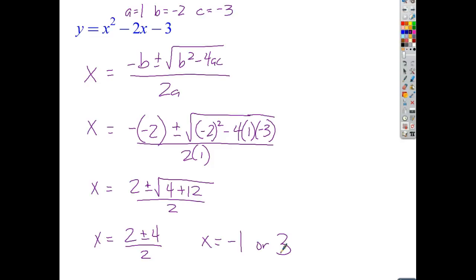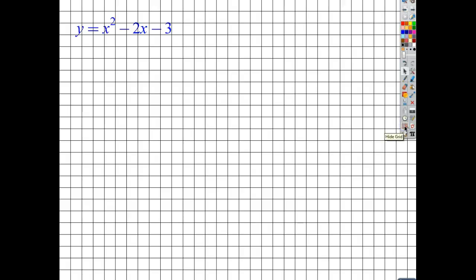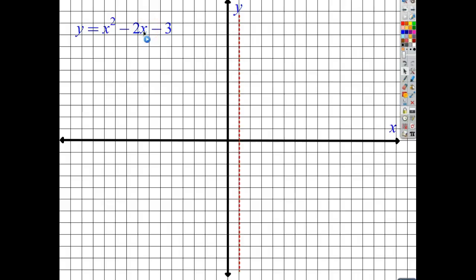And really what we're saying here is when y is equal to 0. So if y is equal to 0, and x is -1 or 3, what this means is that when x is -1, y will be 0, and when x is equal to 3, y will be equal to 0 also. If we were to graph this, I'm going to clear this out for a second. If I were to graph this, it would look something like this.